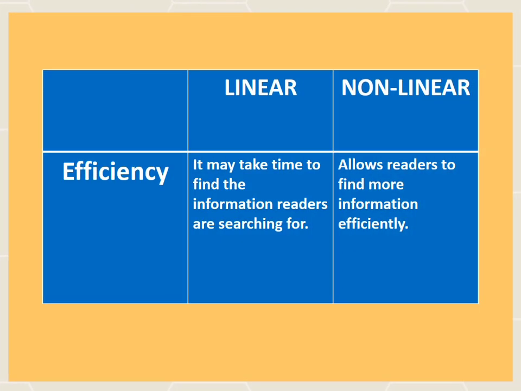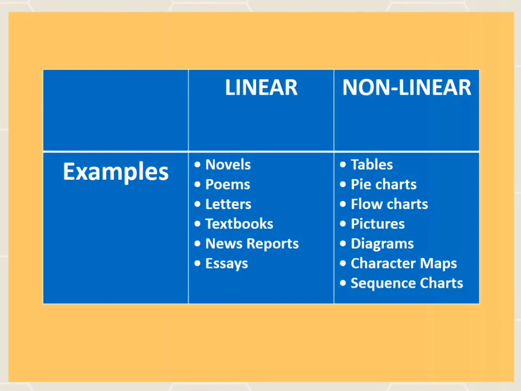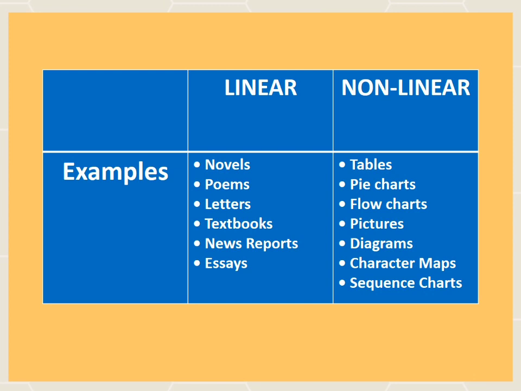Efficiency. In linear texts, it may take time to find the information readers are searching for, while non-linear text allows readers to find more information efficiently. Examples. Linear text includes novels, poems, letters, textbooks, news reports, and essays, while non-linear text includes tables, pie charts, flow charts, pictures, diagrams, character maps, and sequence charts.